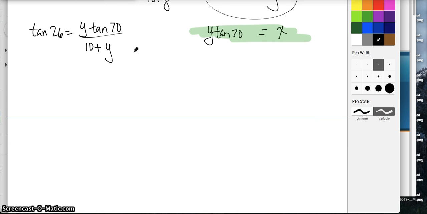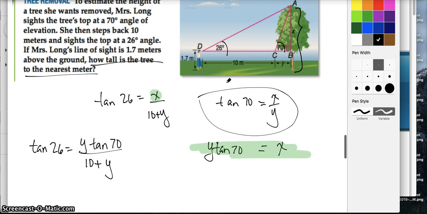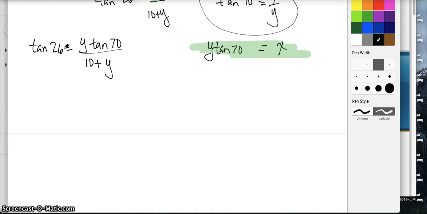So remember, our goal is to solve this. We're trying to get y by itself. Then after we get y, we'll go back in, substitute for y, calculate what x is, and we'll be done. All right. Ooh, a lot of work, but we're tough.